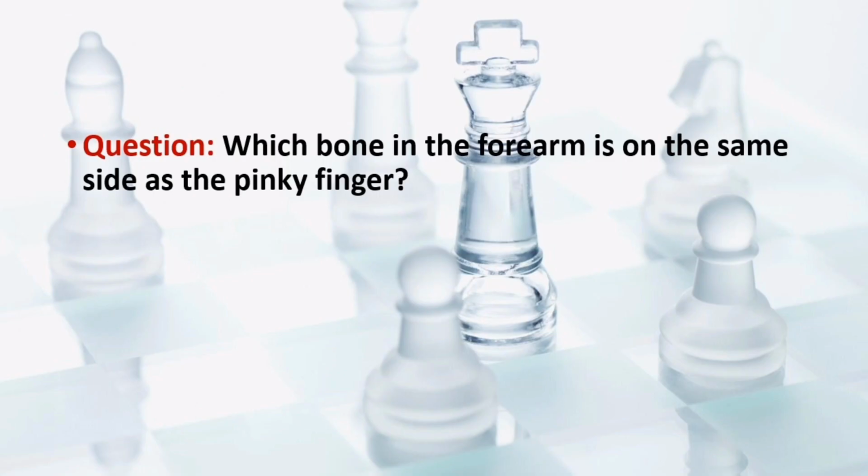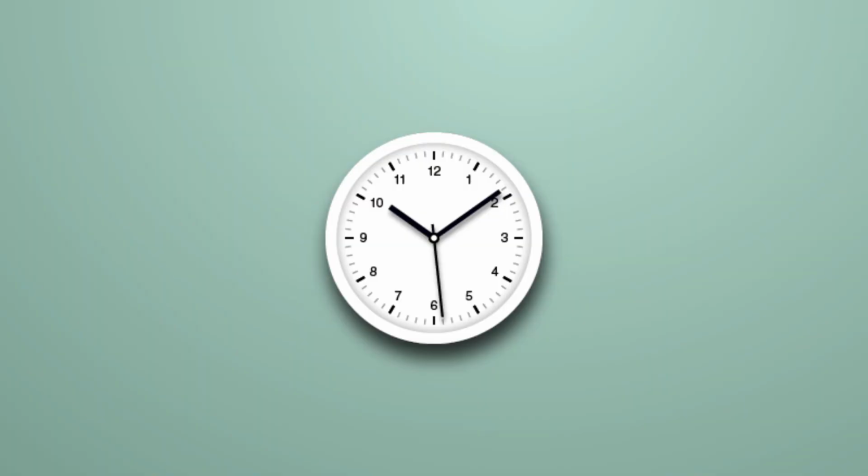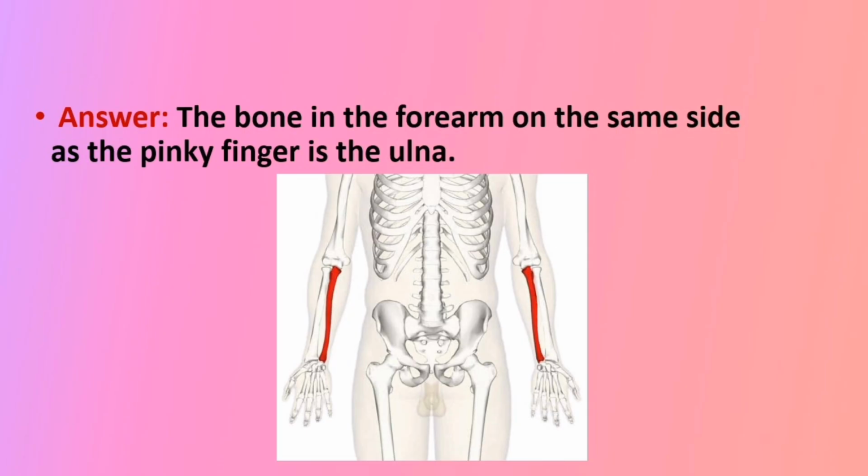Question 6. Which bone in the forearm is on the same side as the pinky finger? The bone in the forearm on the same side as the pinky finger is the ulna.